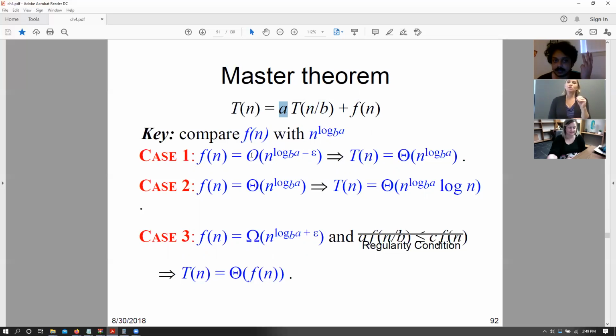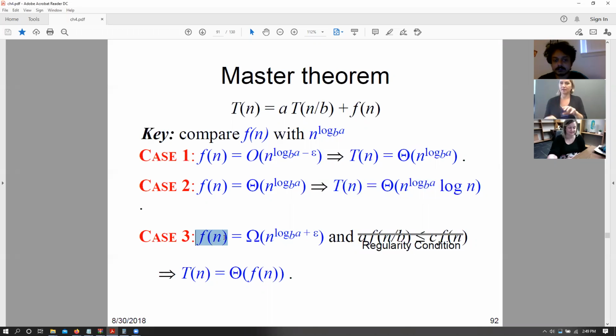So the 3 cases are: if f(n) equals big O of n^(log_b a - ε), for some constant epsilon, then case 1 applies. And if case 1 applies, we can say that T(n) equals theta of n^(log_b a). We don't need to do any recursion trees. We don't need to care about anything else. We can directly say that the time complexity is theta of n^(log_b a). The other one is if f(n) equals theta of n^(log_b a) without any epsilon involved. Remember that the first one had a minus epsilon. This one does not have any epsilon. T(n) then becomes n^(log_b a) times log n.